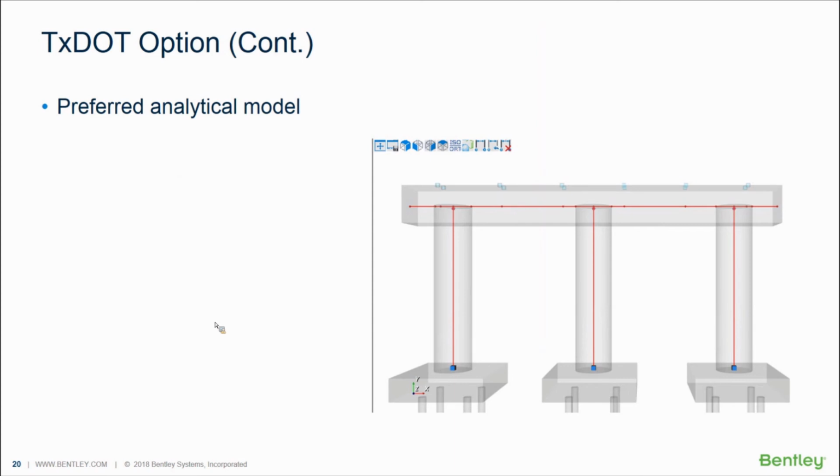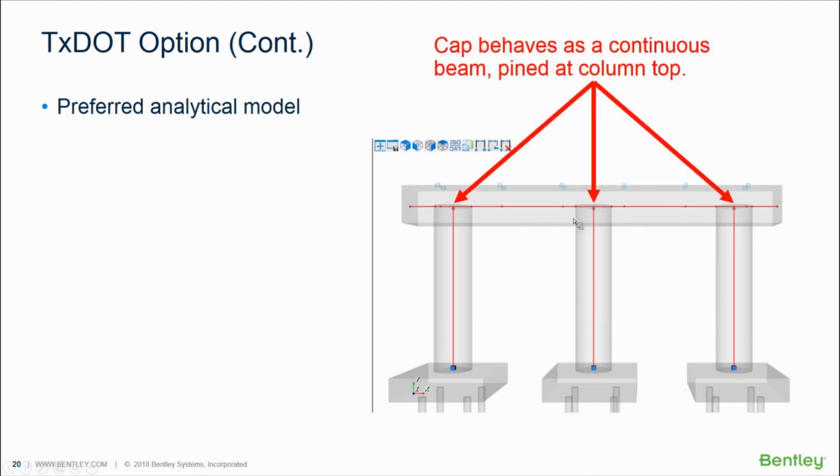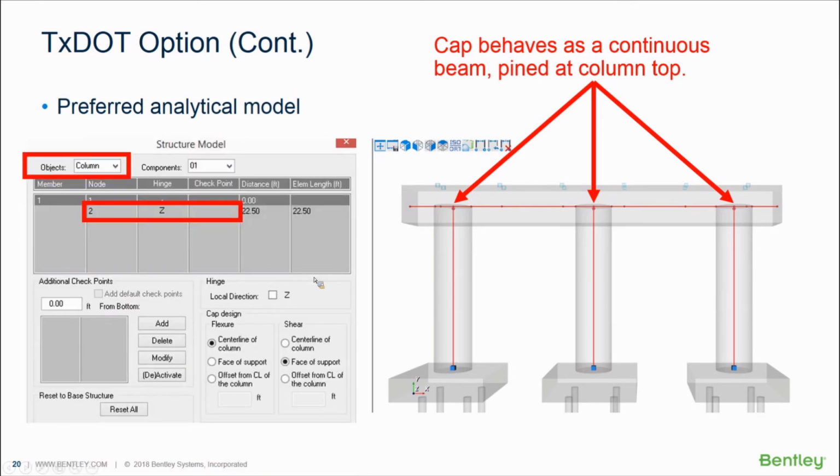This is the preferred analytical model by Texas DOT. In this typical multi-column pier, the preferred analytical model for the pier, the cap is treated as a continuous beam, basically pinned at the top of the column. So in LEAP Bridge Concrete, if you check the substructure module of the pier, you will find the hinge is used at the top of the pier column, as shown here.